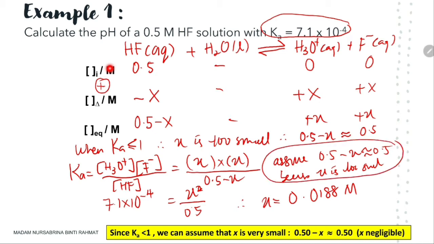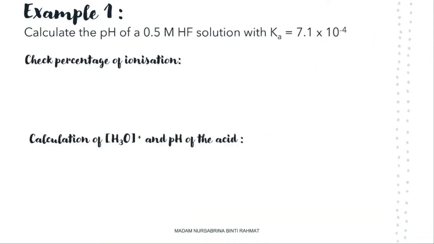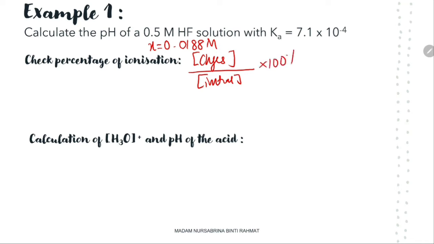In order to find out whether our assumption made here is valid or not, we need to check the percentage of ionization. So percentage of ionization is the change over the initial concentration of the acid or base, multiplied by 100%. We get our X value to be 0.0188 molar.